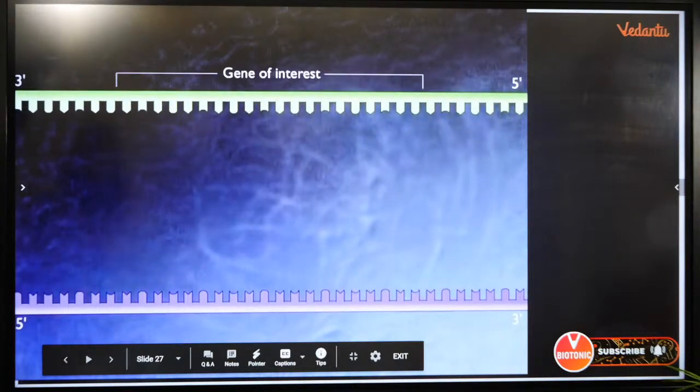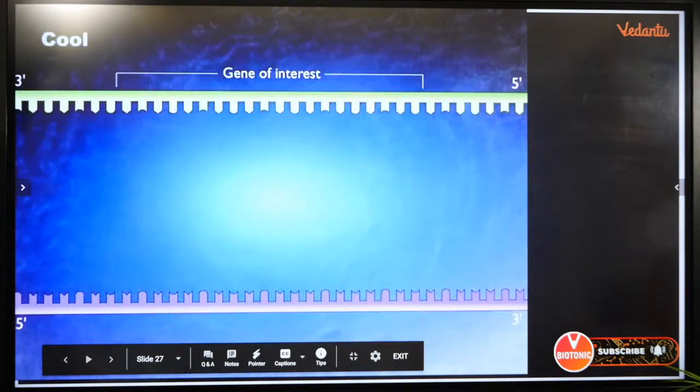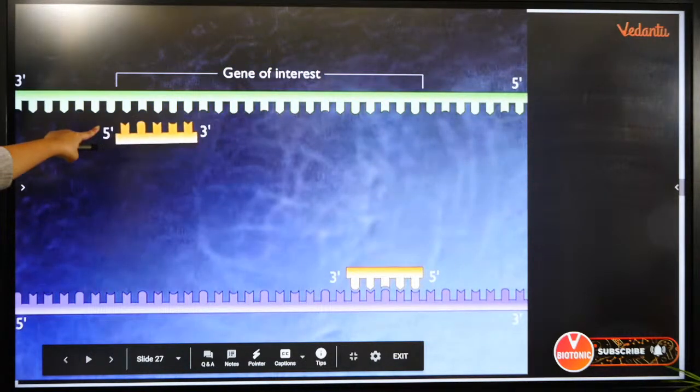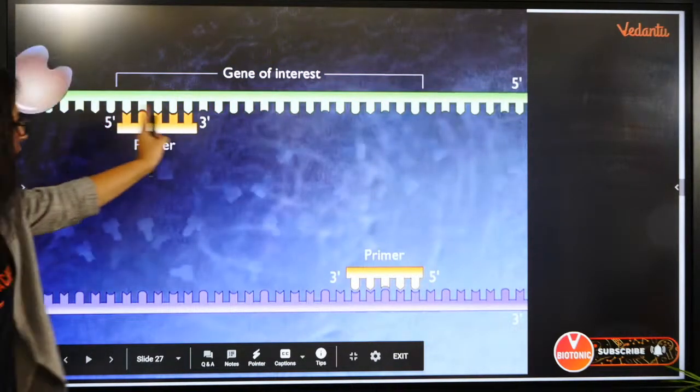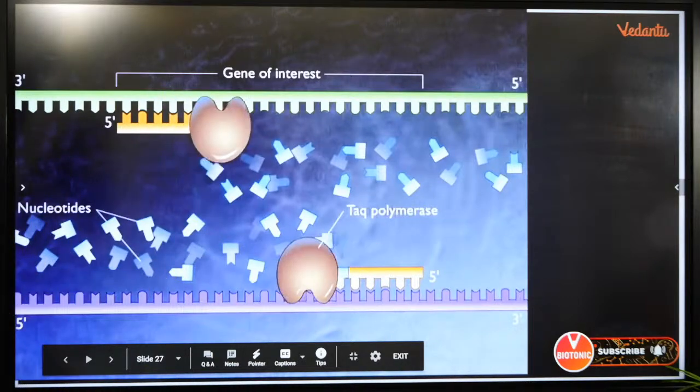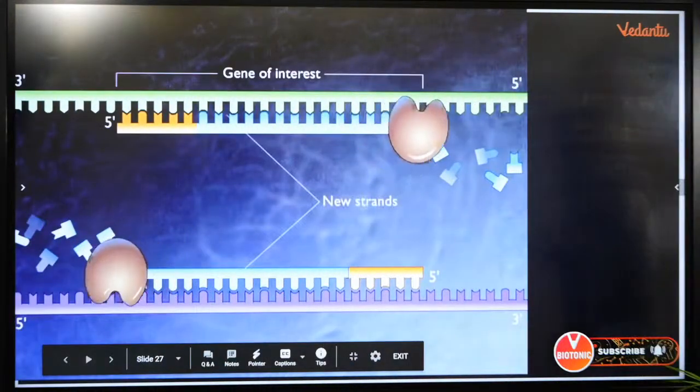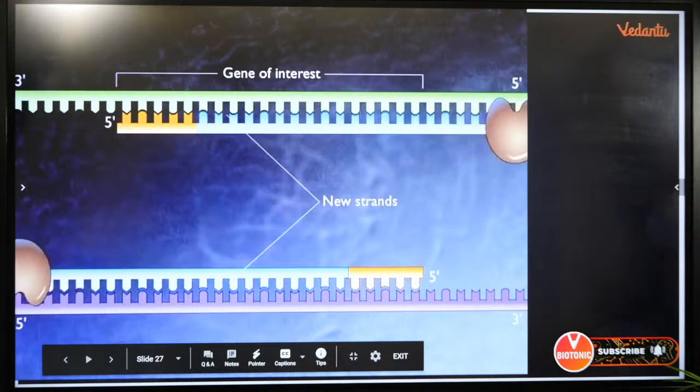Heat single strand. The mixture is then cooled sufficiently to allow the DNA primers to anneal to each end of the cell. Primers will anneal. 5 to 3, 5 to 3. Taq polymerase. See the raw materials. See, beautiful video. Raw materials. एक से दो बन गए.